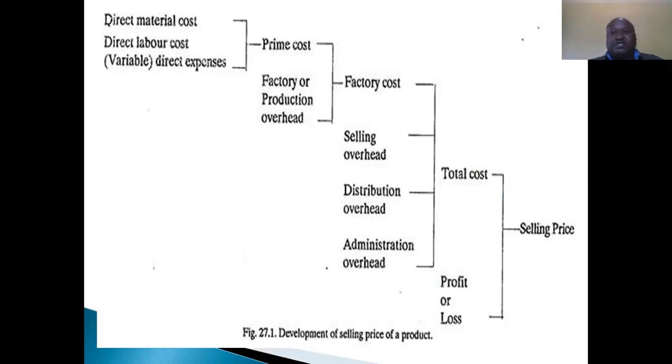Another illustration that has been borrowed from the reference is given here. We have, as explained above, direct material costs, direct labor. Then we add the direct expenses, which are variable. They change depending on the output. We get prime cost as a total. Then we shall have factory or production overhead, resulting in factory cost. We add the selling overheads, distribution overheads, administration overheads. We shall get a total cost. Then it will result in profit or loss depending on our efficiency, the efficiency of the production. Then the last figure will be the selling price.